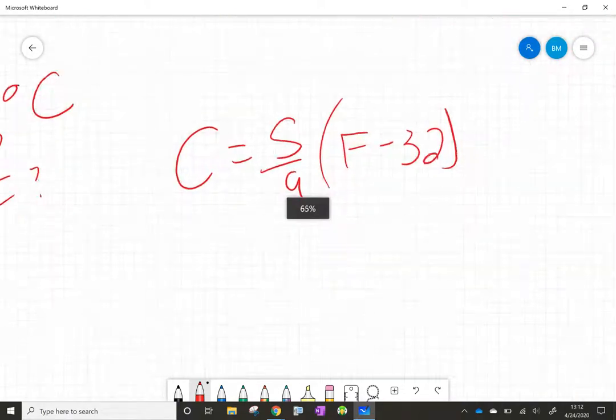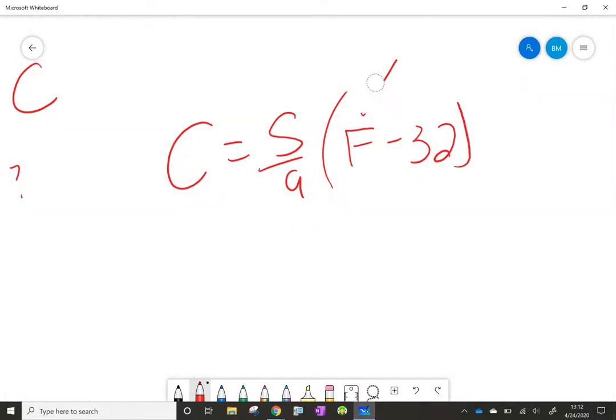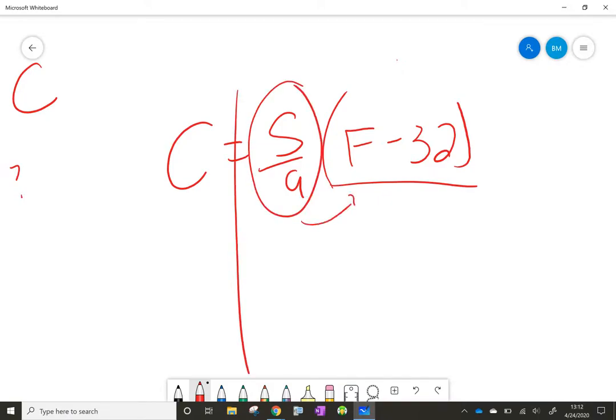So to rearrange this, we want to solve for F. We want to get F by itself. So the first thing is, notice that F is in the parentheses here. So don't worry about that stuff yet. Save the parentheses for last. We want to get rid of the 5/9 because the 5/9 is on the same side as F, but it's not in the parentheses. So let's get rid of that first.